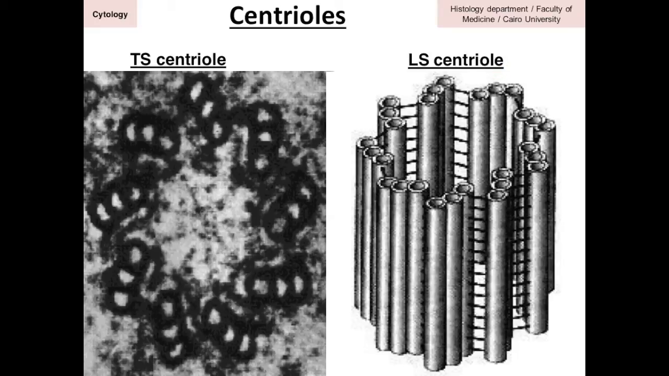You will notice that it is formed of 9 triplets, because each group is formed of 3 microtubules. The innermost is the A, the middle is the B, and the outermost is the C. And here in the transverse section, the same is present. Here we have the 9 triplets, and the inner one is the A, the middle is the B, and the outermost is the C.